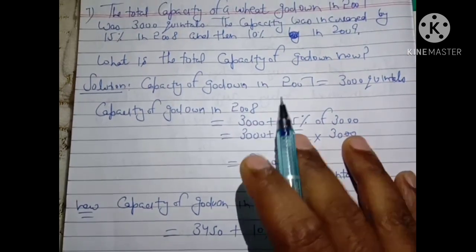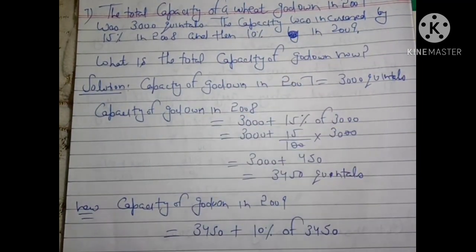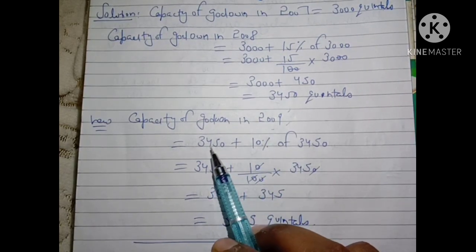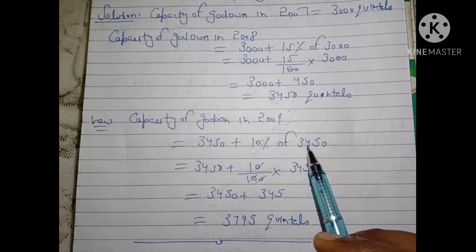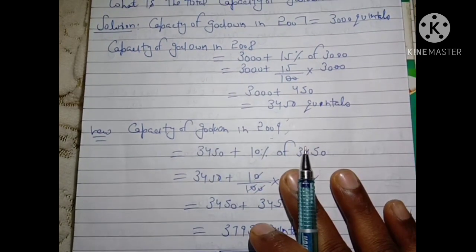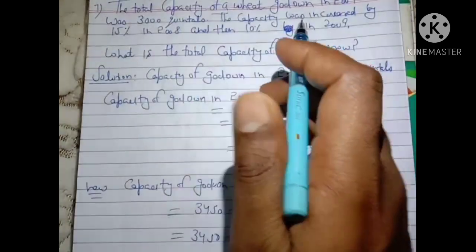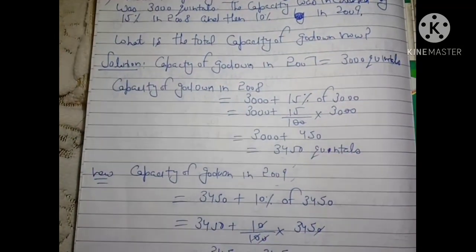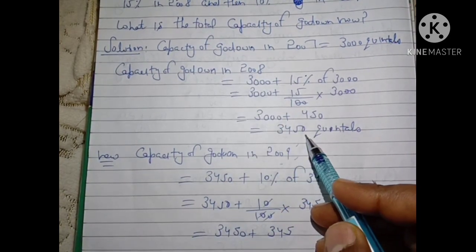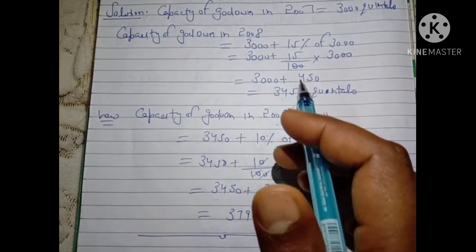And now again you can see in the next year 2009 its capacity was increased by 10%. So it means the capacity of godown in 2009 is equal to 3,450 plus 10% of 3,450. Now here you have to put the value 3,450. Why? Because the capacity of the godown is increased by 10% in 2009 from its previous year. In the previous year, 2008, the capacity was 3,450, but in 2009 its capacity is increased by 10% over its previous year.